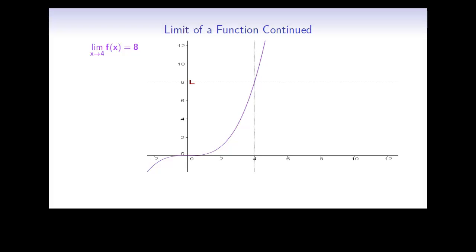Even if you specify a smaller distance from L on the y-axis, it's still possible to find a corresponding distance on the x-axis so that the curve lies within that rectangle. In effect, what this means is that for all x values close to 4, the y values are going to be close to 8.